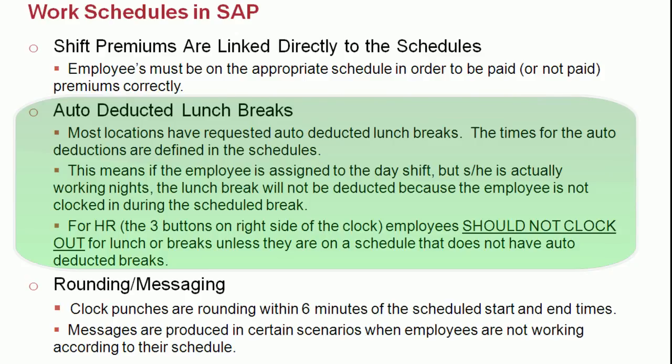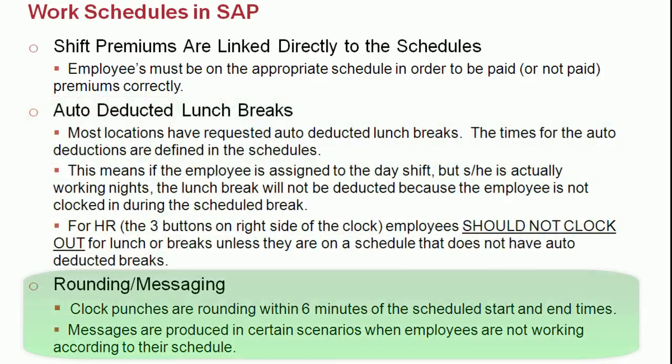Now, from a production perspective, we may want employees to clock off and on activities whenever they're taking a break or going to lunch. And that's just to say, okay, during this time, the employee is not working on that activity. But from an HR perspective, those buttons on the right side of the clock, which we went over already for the clock in, clock out, and clock in with reason, those buttons are not necessary for lunch breaks or breaks as long as the employee is on a schedule that has an auto-deducted lunch break.